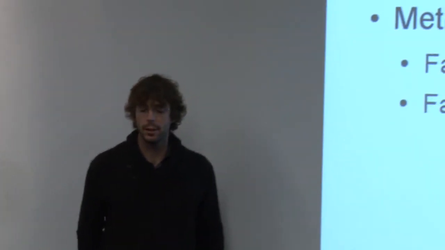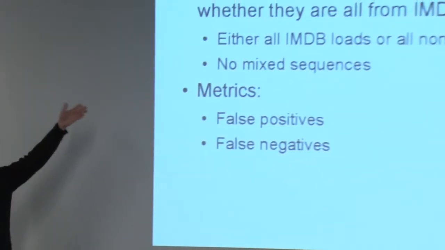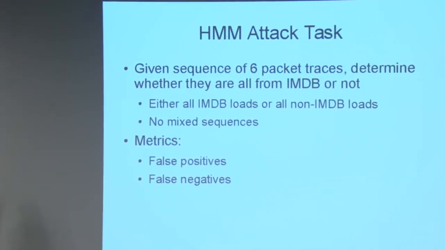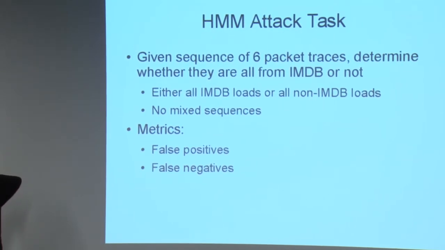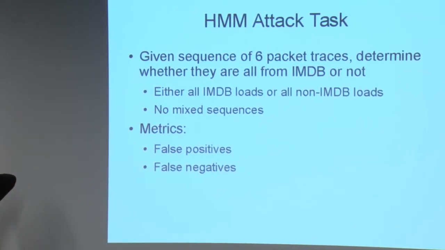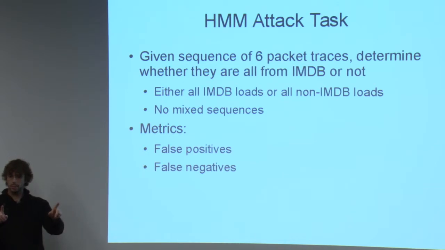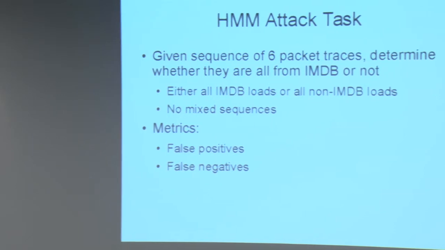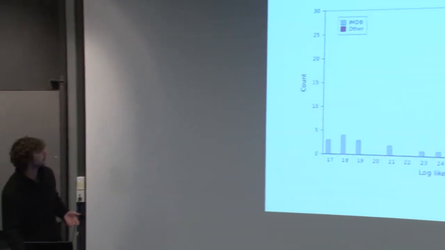And to define the task here, the attacker, we were looking at sequences of six consecutive page loads. And we only asked the classifier to classify sequences that were either all IMDb pages or all non-IMDb pages. You could imagine that if a user is browsing the web and then goes from Facebook to IMDb, there's going to be a time when you have a window of six page loads that are half IMDb and half are not. And so now the metric is false positive versus false negative.